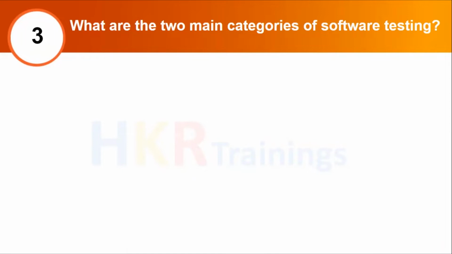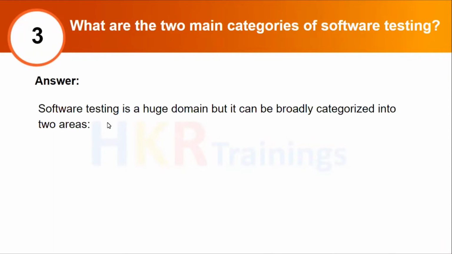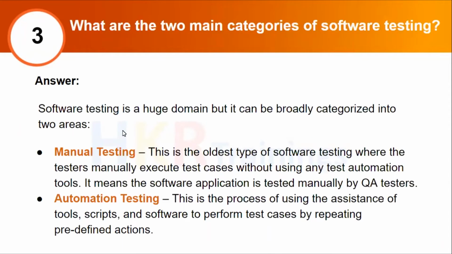Let's move into our third question. What are the two main categories of software testing? Actually, we have many types of software testing, but mainly we have two categories. One is manual and the other is automation.